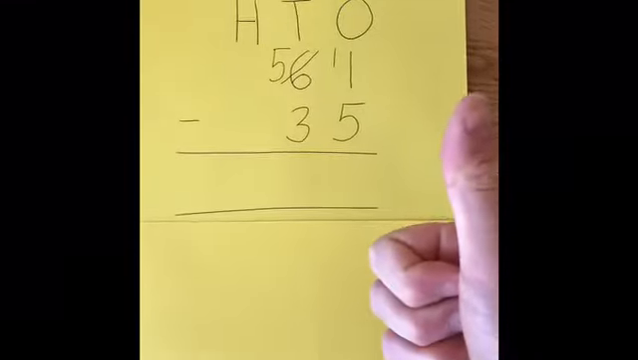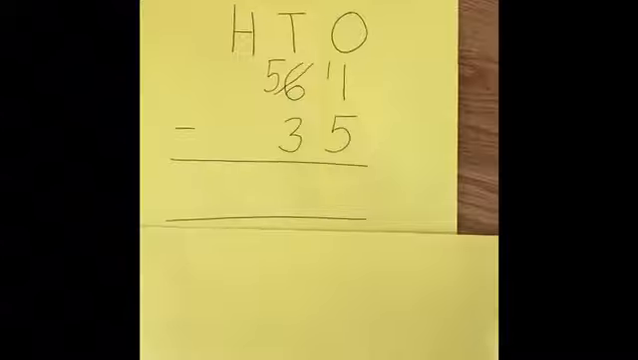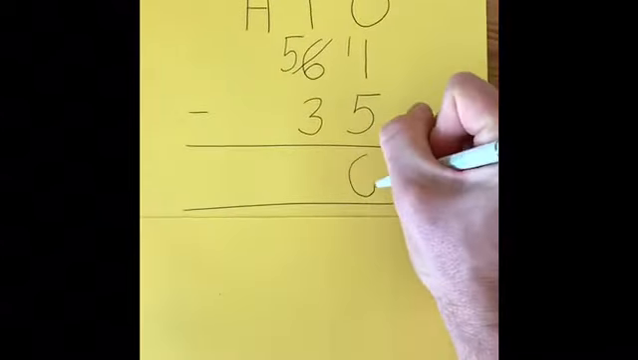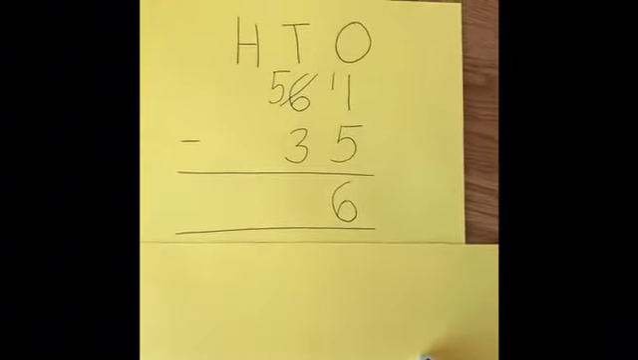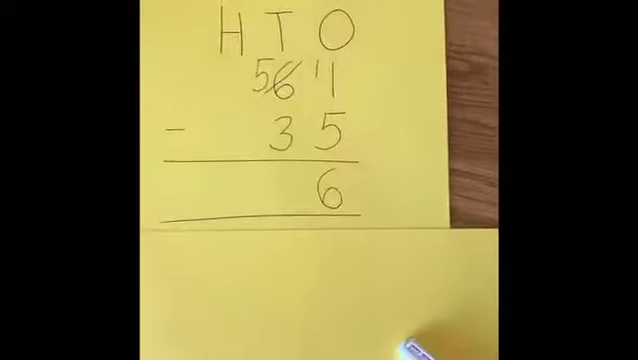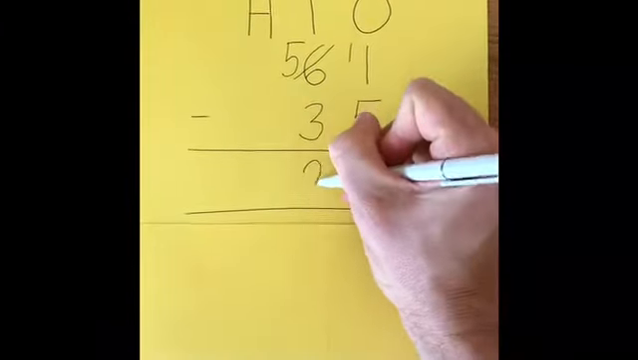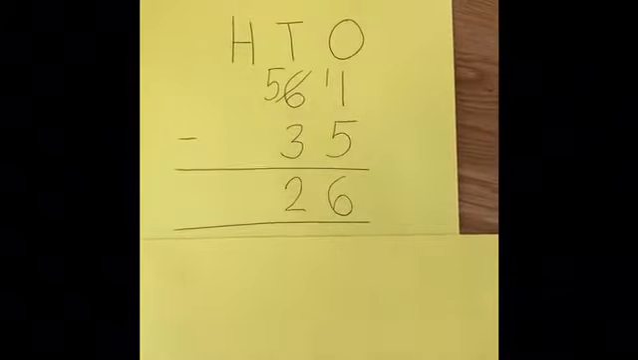So again, I'm going to count up from 5. So 5, 6, 7, 8, 9, 10, 11. That was 6. And 5 take away 3. We can do that. So 5, count down, 4, 3, 2. So the answer to that one is 26.